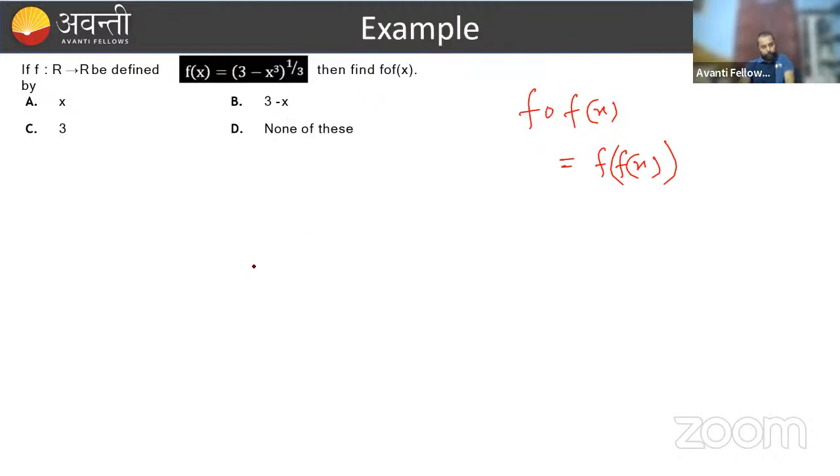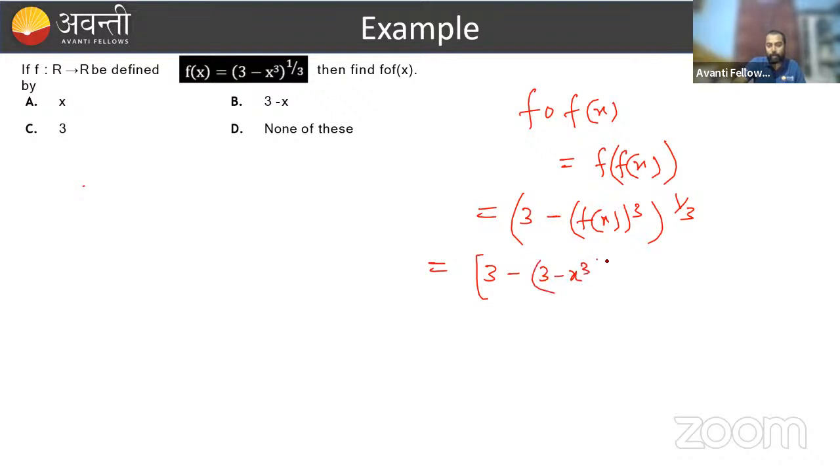चलो ठीक है, let's see f of x. We can write this here: 3 minus, in place of x we will write f of x, that is f of x ka cube whole to the power 1/3. Is it or not? Yes. So in place of f of x, now we can write 3 minus, in place of f of x we will write again 3 minus x cube to the power 1/3, whole to the power 1/3.